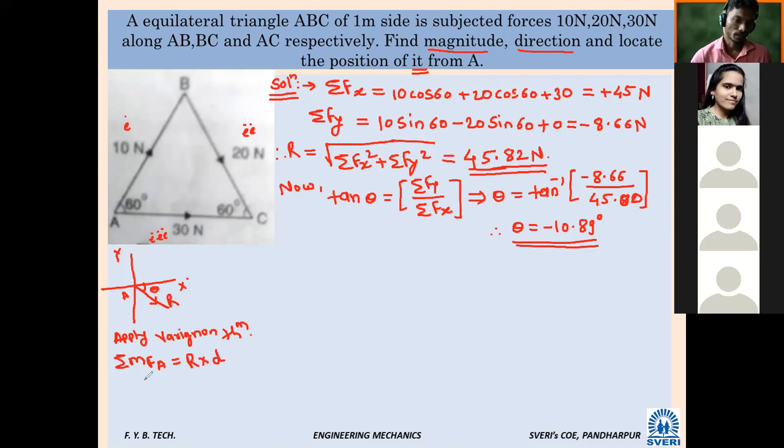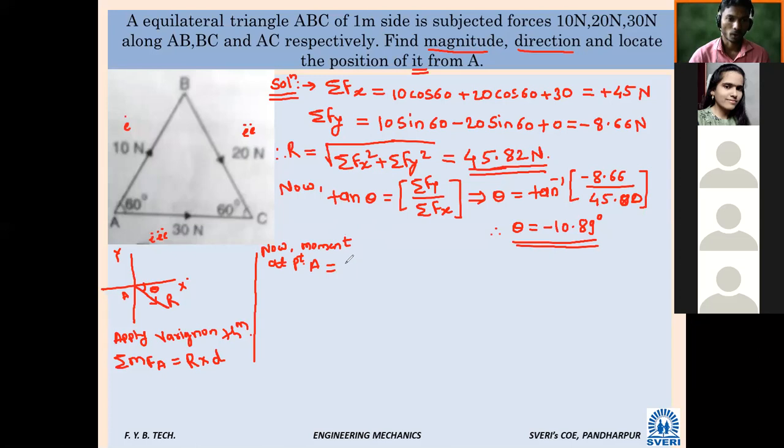Then what is our task now? To calculate the moment at point A. So here I will write, moment at point A is equal to, now there are three forces, and due to all these forces we have to calculate the moment. For example, force number 1, 10 Newton: the moment will be 0, because that force is passing through point A.